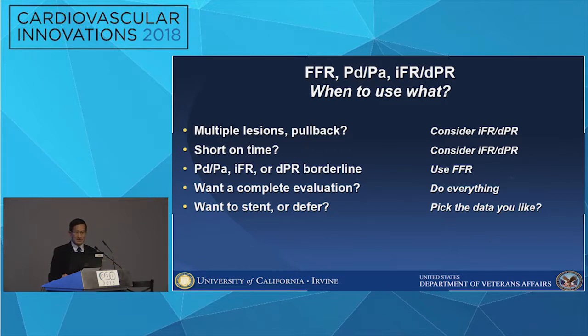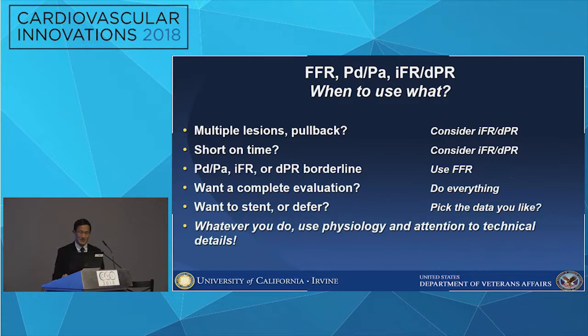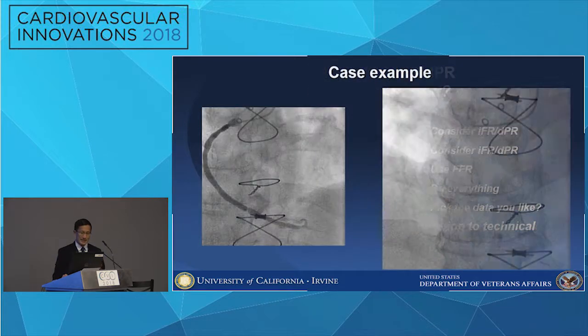Well, I'd like to say you pick the data that you want. If you want to fix it, then pick whichever one is positive, because they're both limited in their ability to determine what's positive, and you might be able to pick the data that you like. I like to say it gives you 2 swings at the bat. Whatever you do, use physiology and attention to technical details.